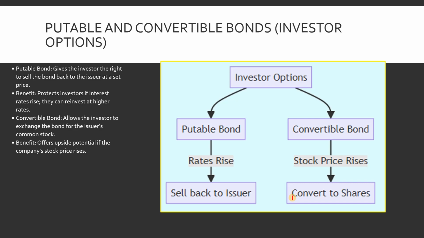So put and conversion options offer investor protection and growth potential, often resulting in a lower yield compared to option-free bonds. If you see the diagram, the top node is the investor options, which branches out into two types. One is putable bonds here, and another is convertible bonds. So for putable bonds, when rates rise, you prefer to sell back to the issuer, because rates are high and you can get more interest in a newly issued bond. And on the convertible bonds, if the stock price rises, the path leads to converting to the shares.